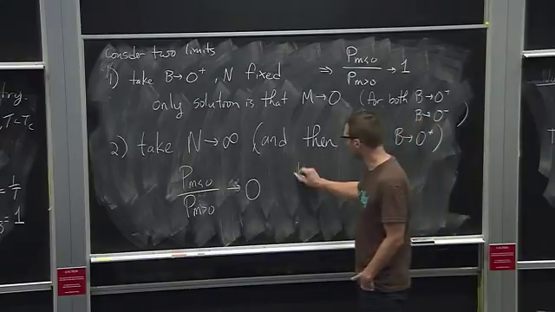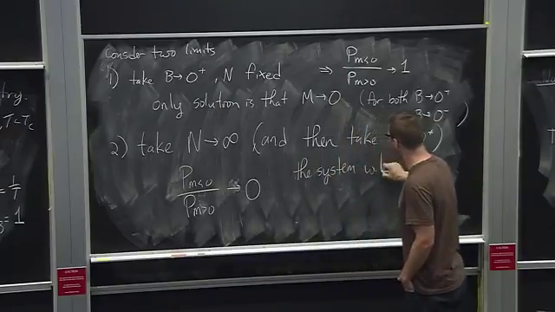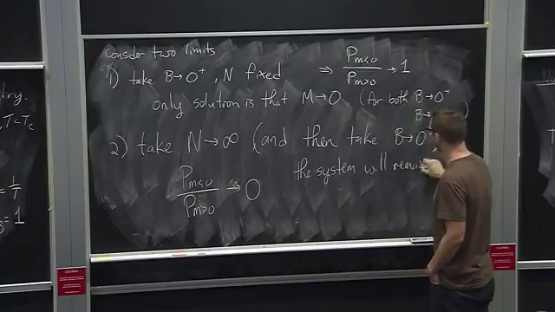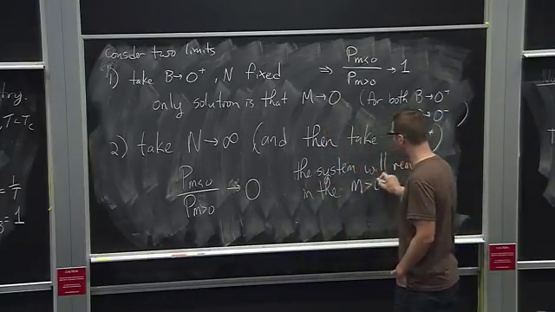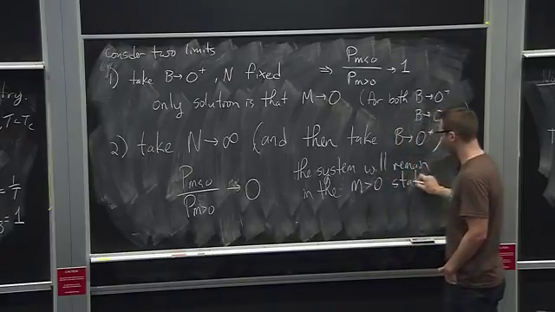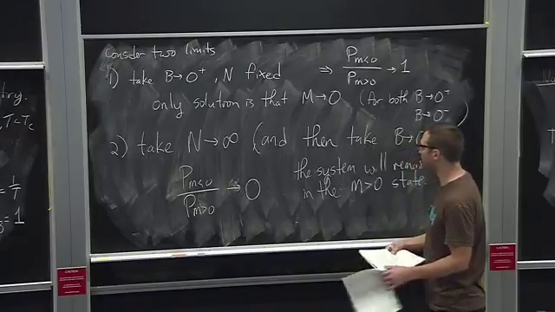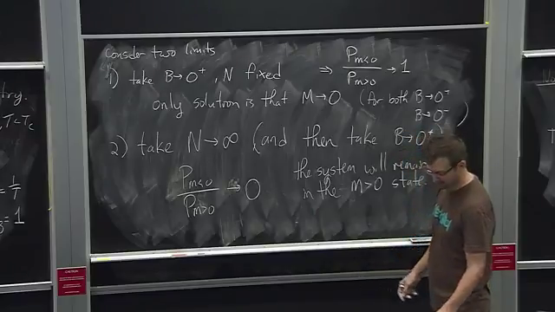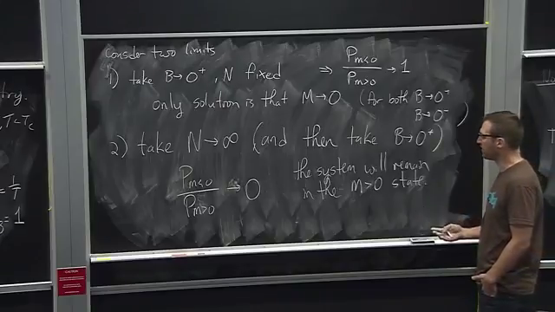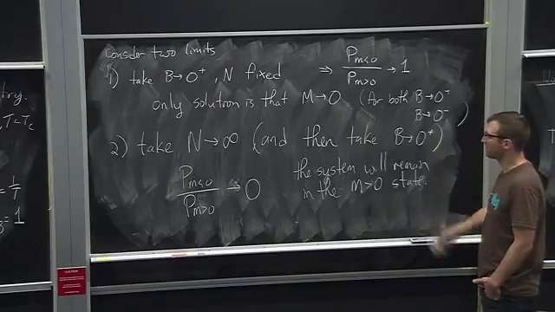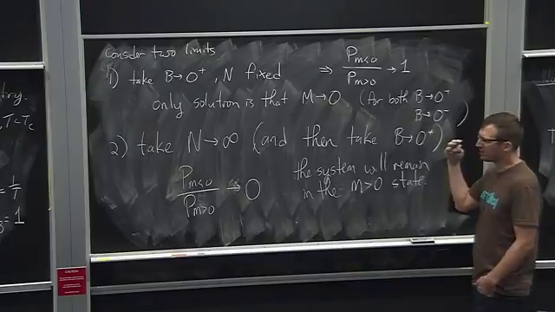So the system will remain in the M greater than 0 state. And it'll do so even in that limit. The behavior will be non-analytic at 0 field. It'll remain in that state down to 0 field. So I mean, this is just some sort of simple thought experiment.